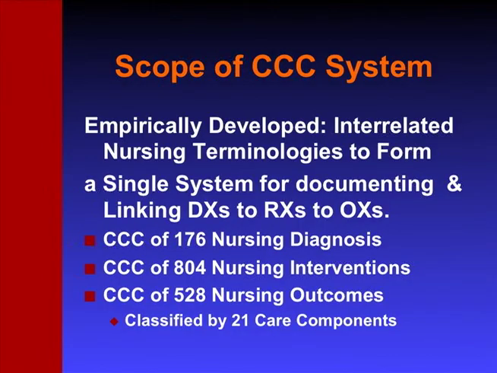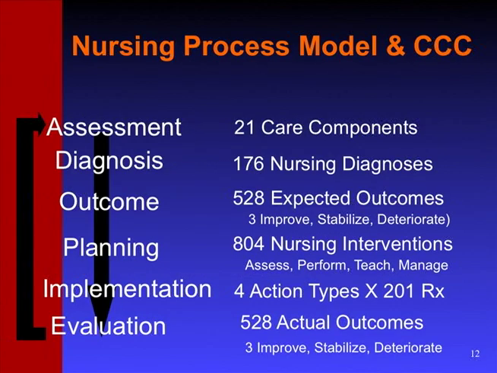The third and fourth levels consist of the nursing terminologies. The CCC has 176 nursing diagnoses, 804 nursing intervention actions, and 528 nursing outcomes. Together, they form a single interrelated system. The CCC is also used to document the 6 steps of the nursing process required by the ANA for professional nursing practice.